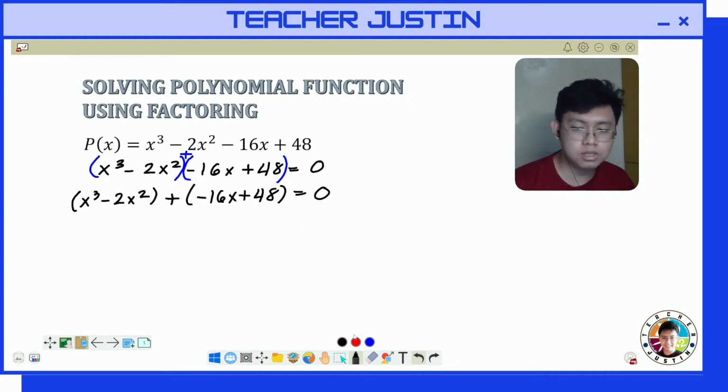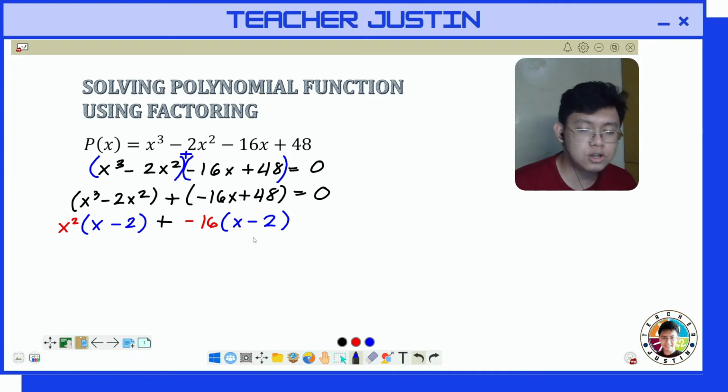Then, our next step is to apply common monomial factoring in getting the factors of each group. So, for the first group, the common factor is x raised to 2. Okay? And the other factor will be x minus 2. Okay? Then, let's factor our second group. The common factor is negative 16. And then, the other factor will be x minus 2.